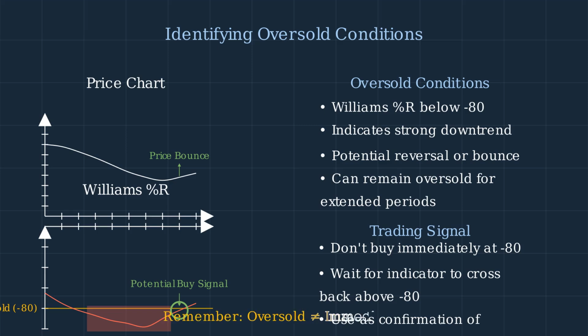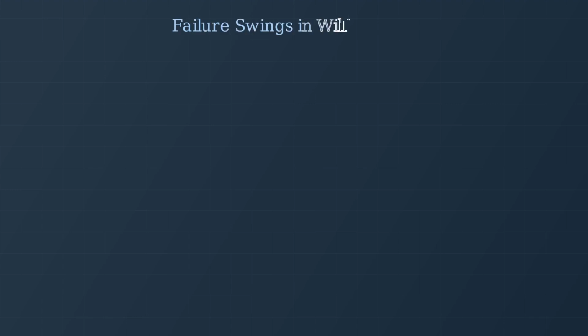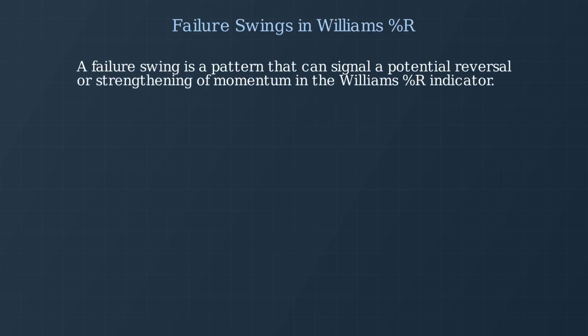Remember that oversold does not automatically mean buy. The indicator can remain oversold during prolonged downtrends, making patience crucial. Next, we'll look at how to identify divergent signals using the Williams %R indicator. Let's explore failure swings in Williams %R, which are powerful patterns for identifying momentum shifts.